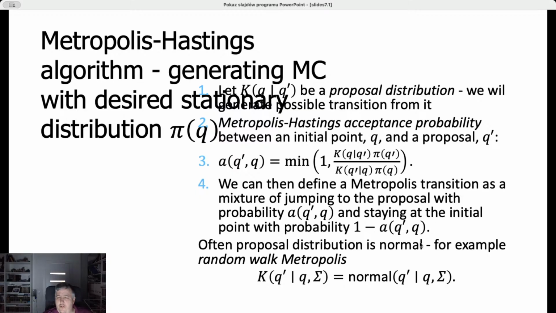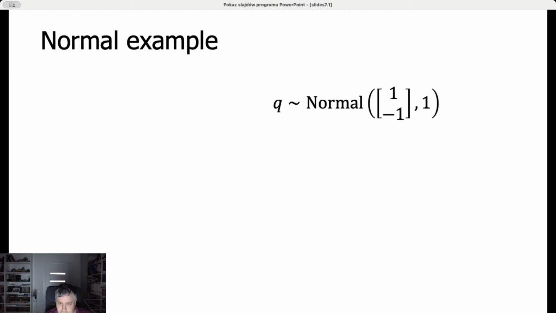And as I mentioned before, this proposal is usually normal. And if it's normal, then this is much easier to compute. This is called the random walk Metropolis algorithm. So let's do some examples. If there are any questions from this one person that is watching, do not hesitate to write in chat.